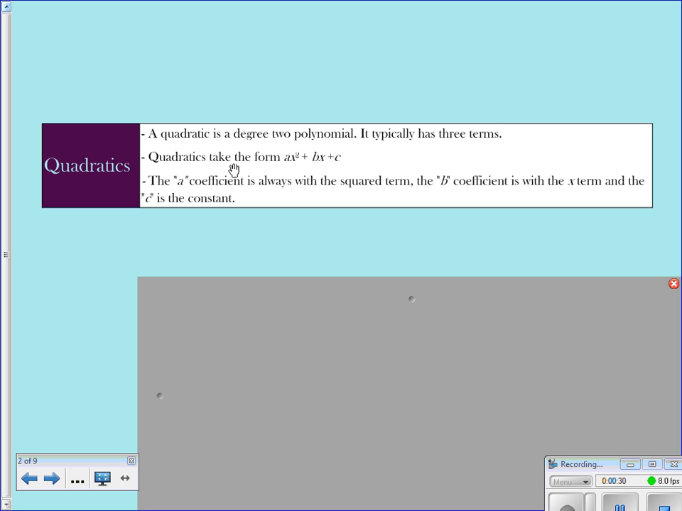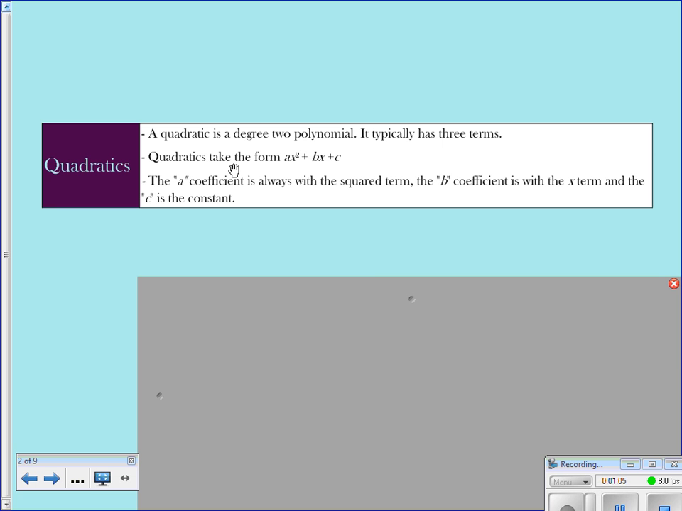Okay, so a quadratic is a degree 2 polynomial, so that means that the highest exponent is 2. It typically has 3 terms. So quadratics are going to take the form ax squared plus bx plus c. That is known as standard or general form of a quadratic. The a coefficient is always with the squared term, so don't get confused if it's put in a different order. The a coefficient is always with the squared term, the b coefficient is always with the x term, and the c coefficient is just the constant. C is always the constant.